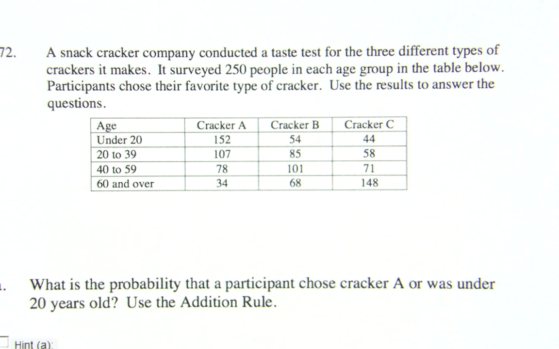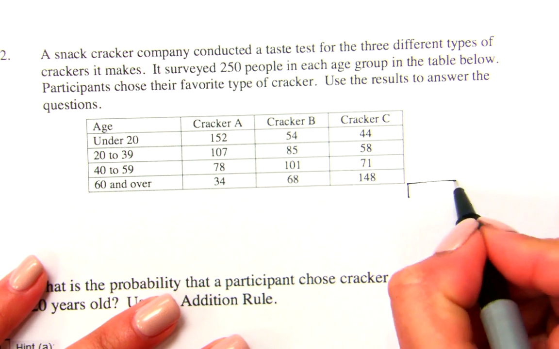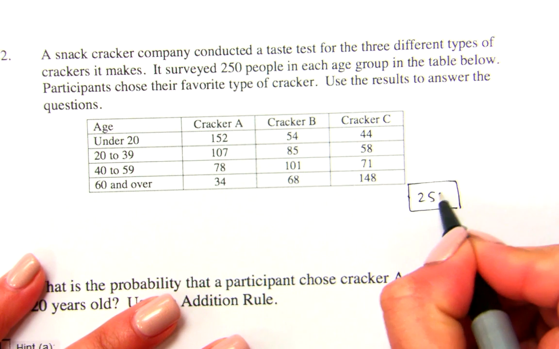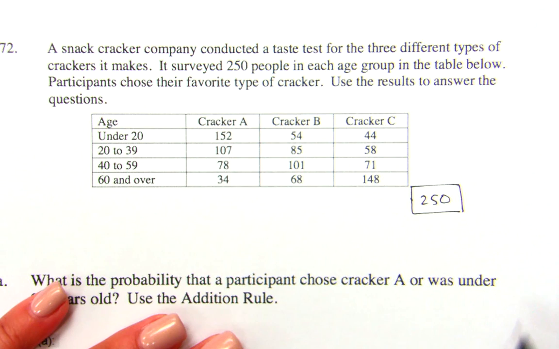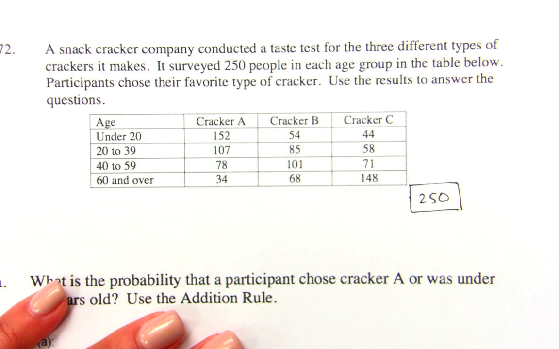They should probably put a "that" in the sentence. It surveyed 250 people in each age group. Oh, so we know our total is 250. Okay, that makes our lives a little bit easier. So 250 total. Participants choose their favorite type of cracker. Use the results to answer the questions.